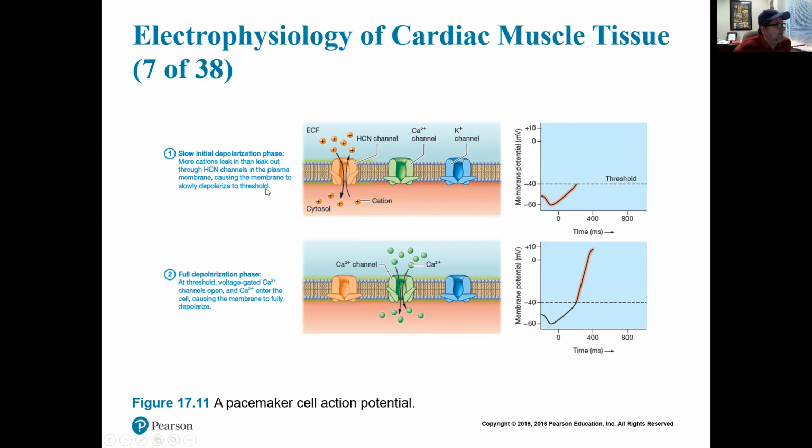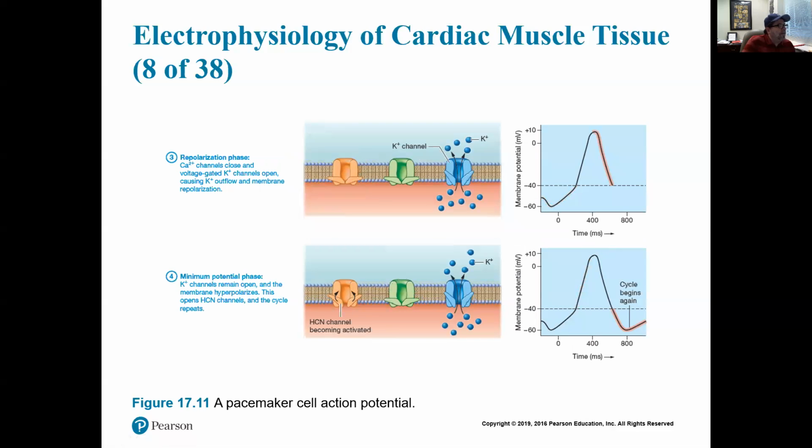Okay, now take a look. Slow initial depolarization: more cations leak in than leak out. Remember, because we've got these leaky channels here, okay? So one more time, more cations leak in than leak out through these HCN channels in the plasma membrane, causing the membrane to slowly depolarize to threshold. So this is preventing a rapid change. Here we go, we're going positive now. At threshold, voltage-gated calcium channels open and calcium rushes into the cell and we get a full depolarization. Okay, but look how it's going kind of slow here to get over there. Then bam, now watch.